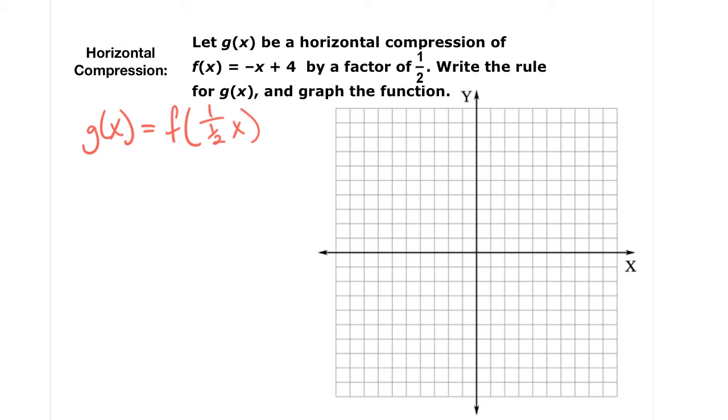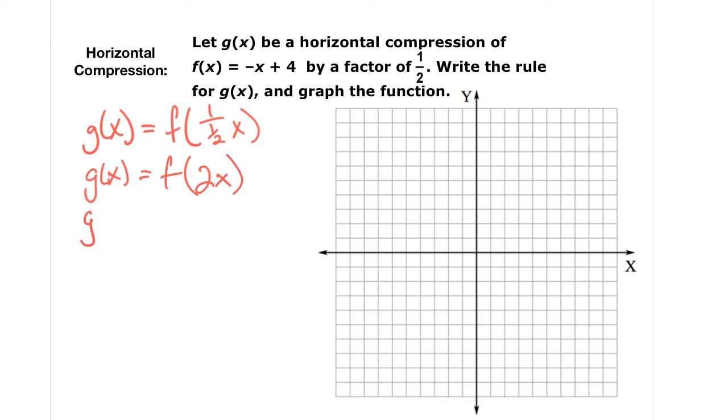Okay, in this one we're going to be doing a horizontal compression by a factor of 1/2. Horizontal compression is when it affects the x value or your input, and that's where you have that weird 1 over whatever your factor is. So my new function is going to be f of 1 over 1/2, that's the factor, x. And so I'm going to simplify this first. 1 divided by 1/2 is 2, so I have f of 2x.